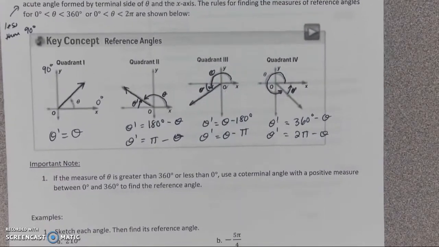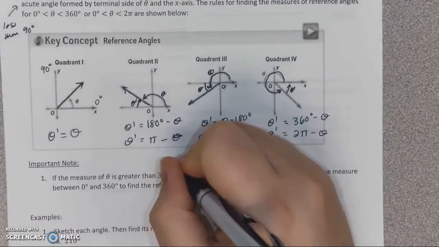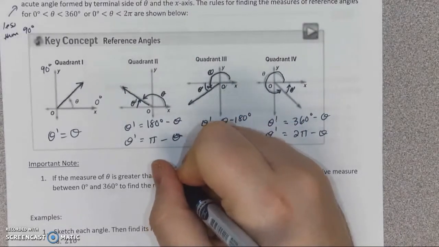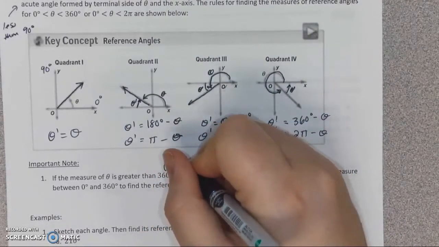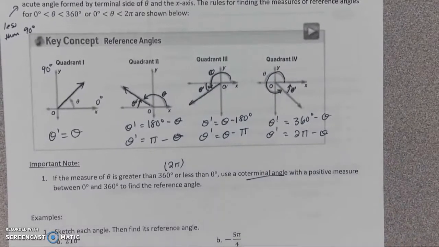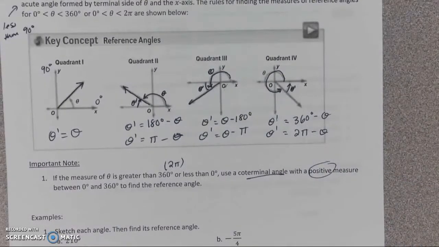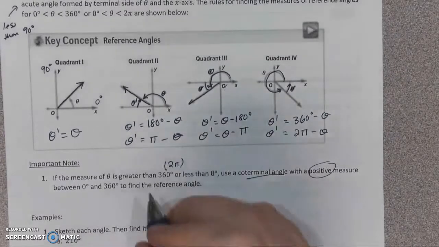So an important note here. If the measure of theta is greater than 360 or less than 0 degrees, or we could say if theta is greater than 2 pi or less than 0, then we're going to use a coterminal angle with a positive measure between 0 and 360 to find the reference angle. Again, we could say 2 pi here.